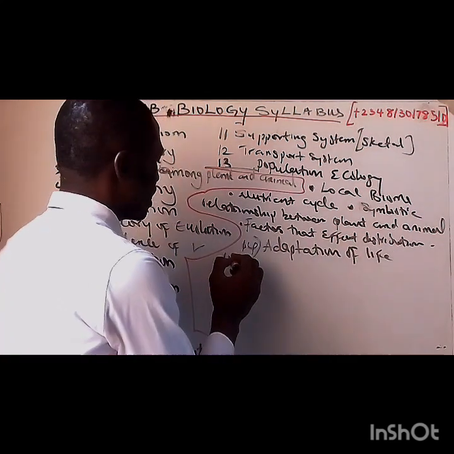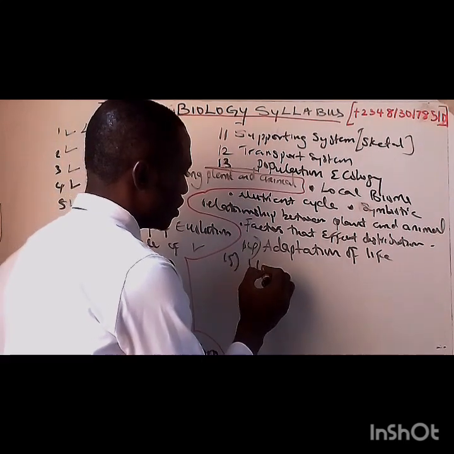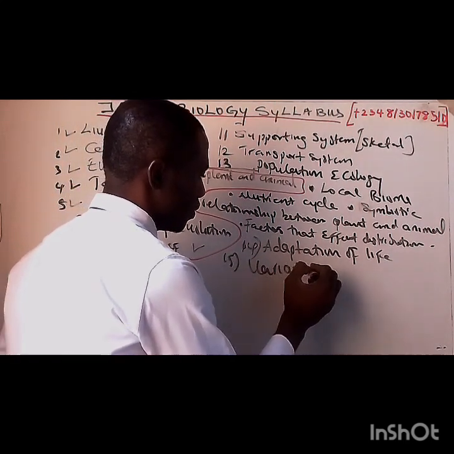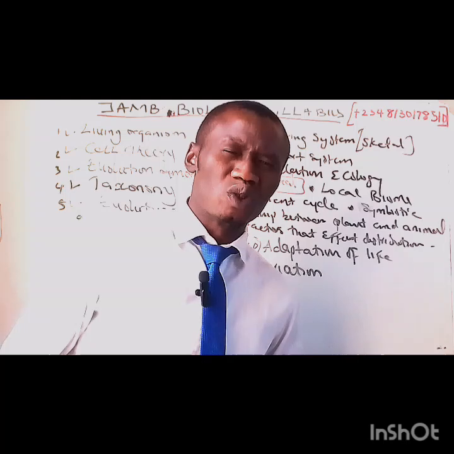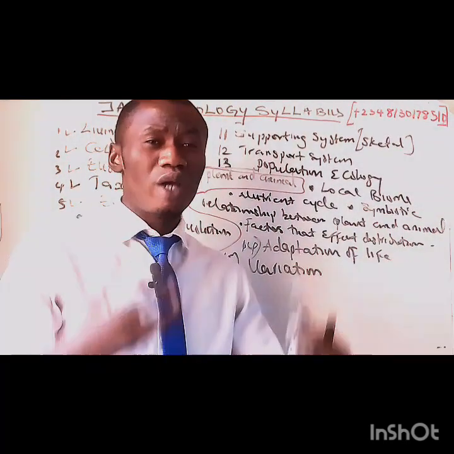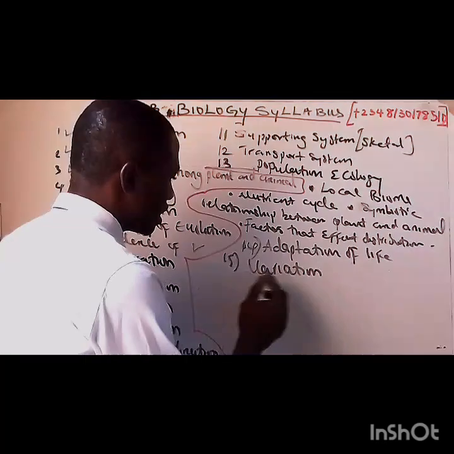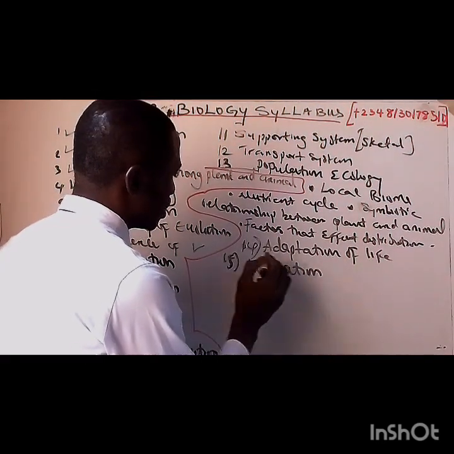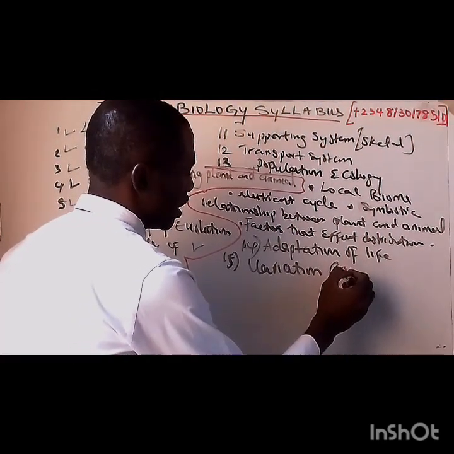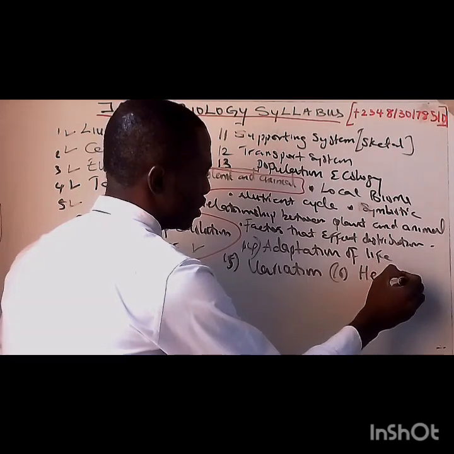And then we have 15, we have the variation. You know, JAMB loves to ask questions from variation. I'm going to point to you where you should read more. Don't worry, I'll show you that. Just stay with me. 16 variation, or 15 variation. 16 is hereditary.